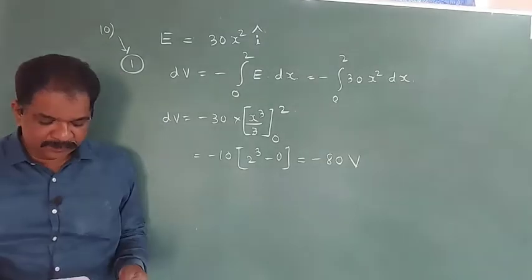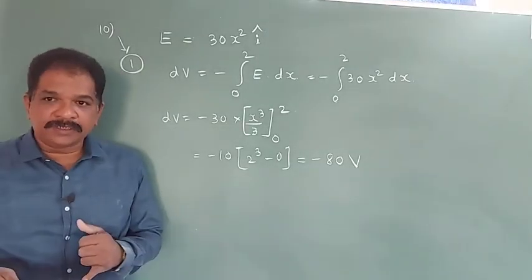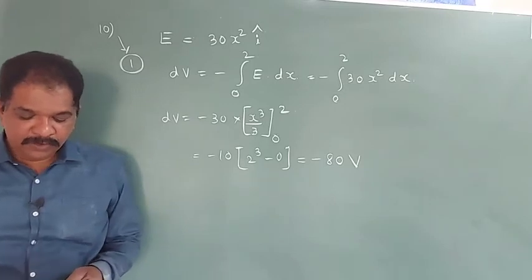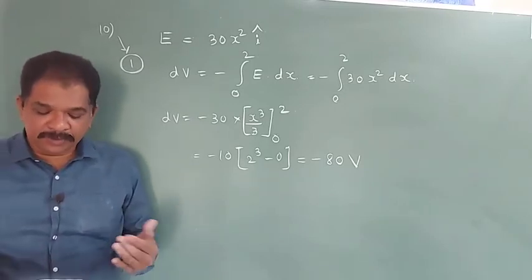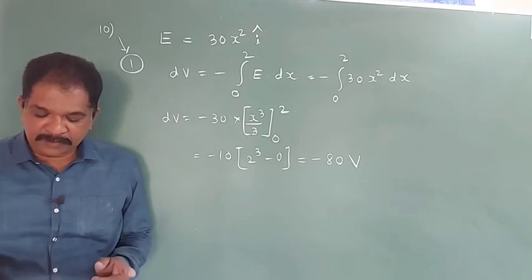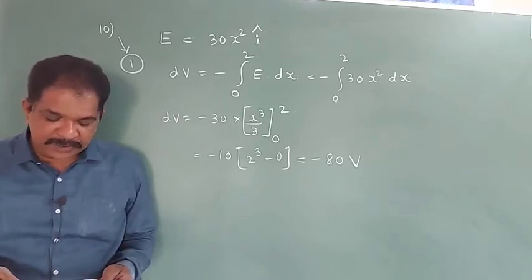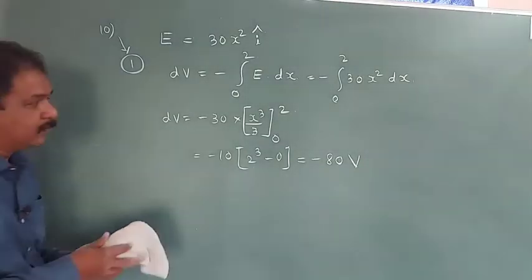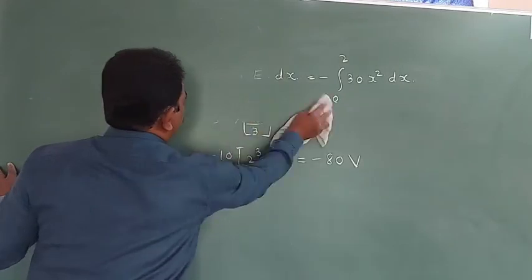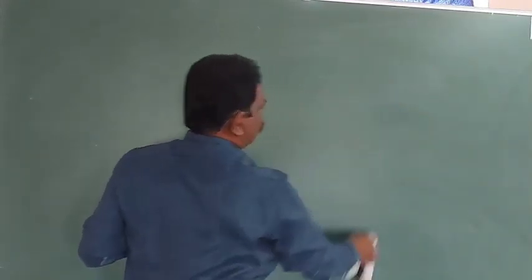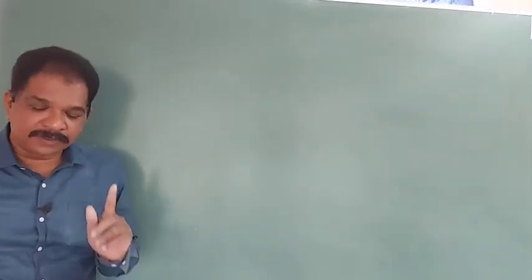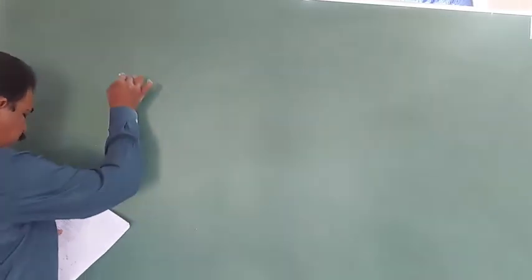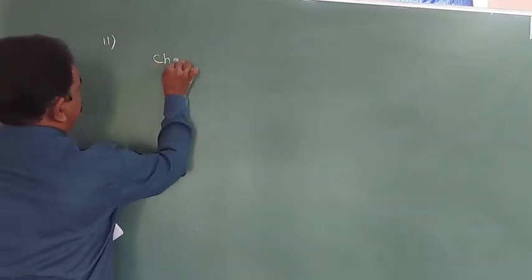Next, 11th: an electron at a potential of minus 10 kilovolt moves to a point where its potential is minus 1 kilovolt. What will happen to its potential energy? That is the question. So we will calculate the change in potential energy, that is, the work done. The 10th question was the first option; 11th question, work done or change in PE.